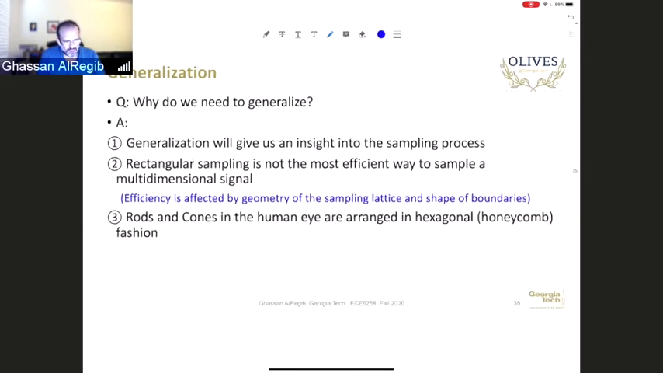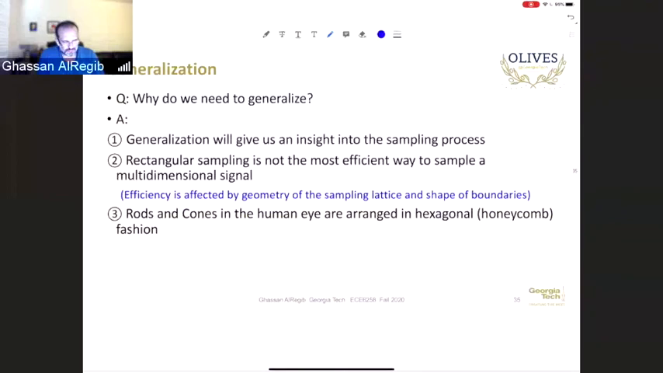So now we would like to generalize this, and the main motivation is to give us quite a bit of insight into the sampling process. Maybe it will help us to design better imagers that sample the light field. And we will see that rectangular sampling, although it makes things easier for the hardware implementation in our imagers, is not really the most efficient way to sample a multidimensional signal. And we'll study how the human eye is sampling the light field.